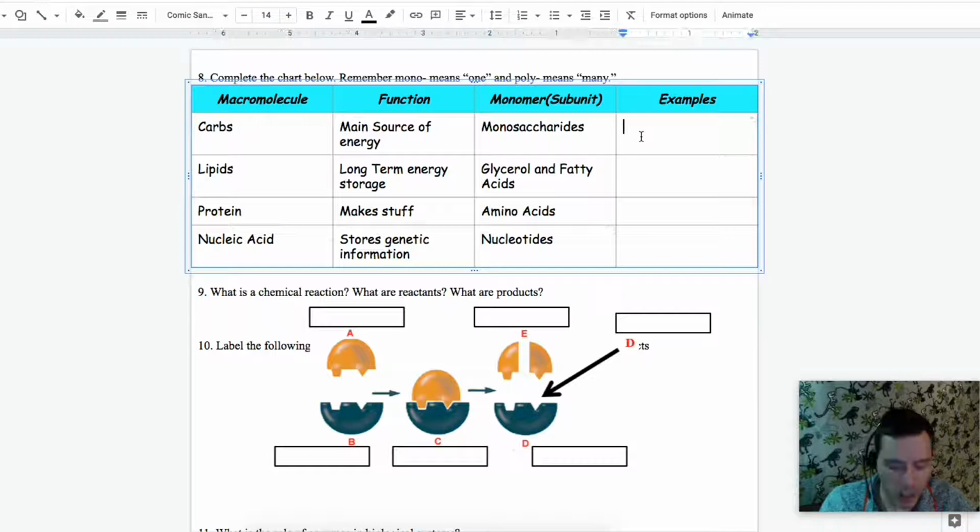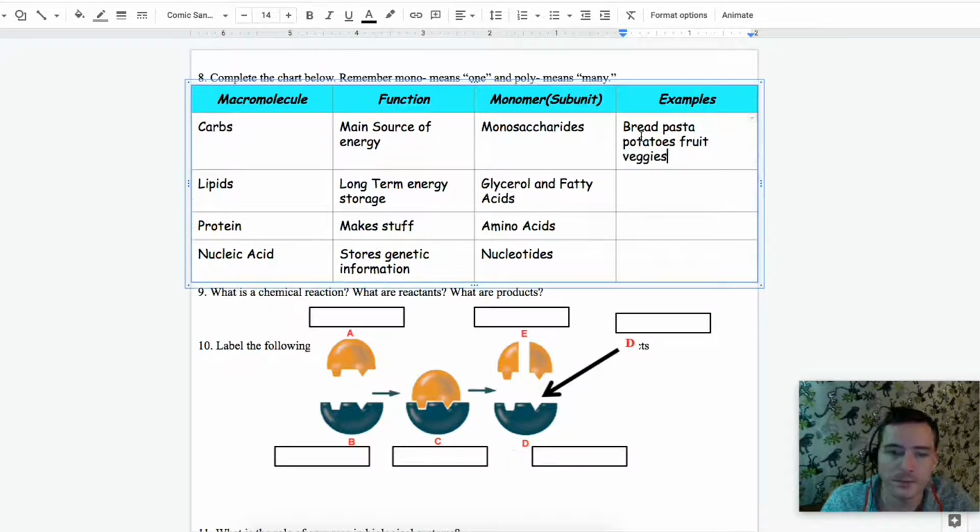So examples of carbs: bread, pasta, potatoes. So that's sugars and starch. So fruit, veggies. Lipids would be oil, fat, and wax. Protein, meat, nuts, beans. Nucleic acid, DNA, and RNA.